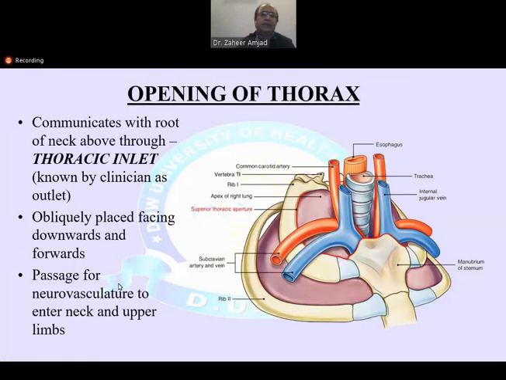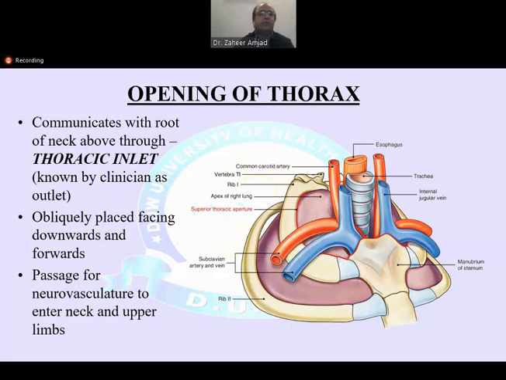And it is the passage for different structures which are passing from the neck into the thorax, from the upper limb to the thorax, and vice versa. Some of the structures are entering the thorax, some of the structures are leaving the thorax and entering the neck and the arm.